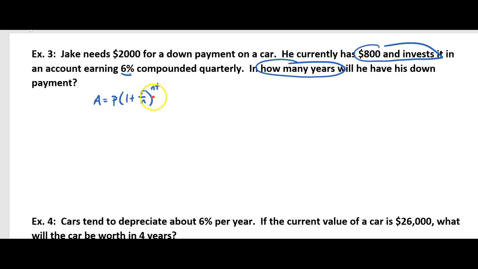So right away, I know the rate is 0.06. I know N is 4. The amount I need is 2,000. And the amount I have is 800. So what I have to do is plug everything in here. I'm going to say 800 times 1 plus 0.06 divided by 4, all to the 4t power. When I calculate this, what do I need that to equal? The $2,000.